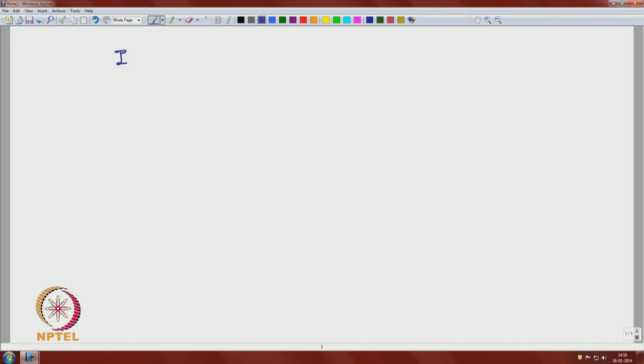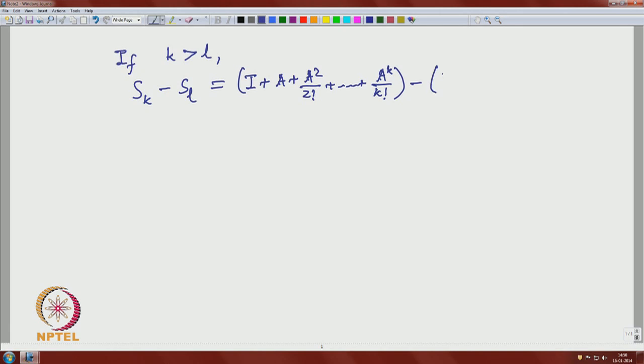So, if k is bigger than l, let us compute S_k minus S_l. This is I plus A plus A squared by 2 factorial plus up to A^k by k factorial, minus I plus A plus A squared by 2 factorial up to A^l by l factorial. So, up to l they get cancelled, and we have just A^(l+1) by (l+1) factorial plus etcetera up to A^k by k factorial.